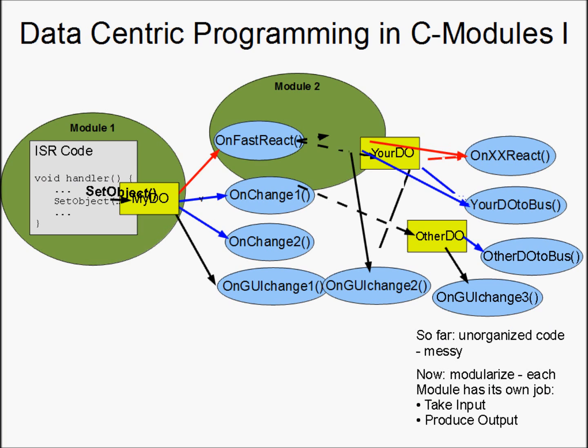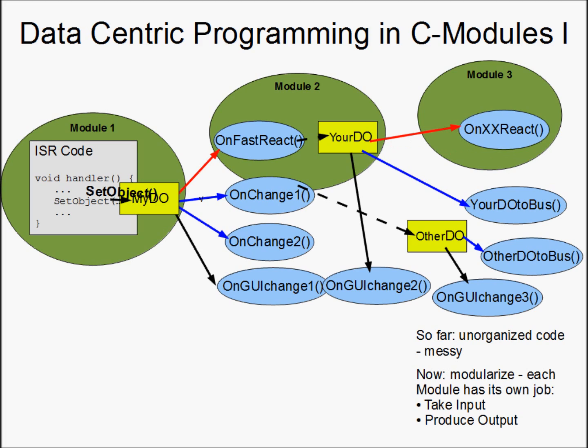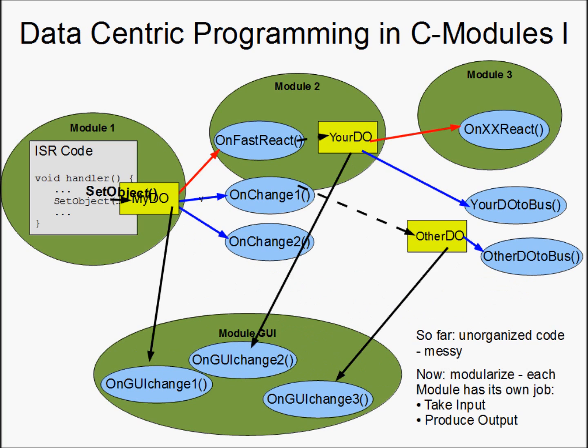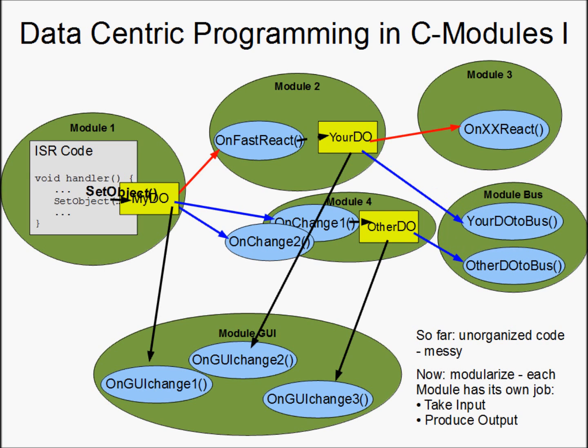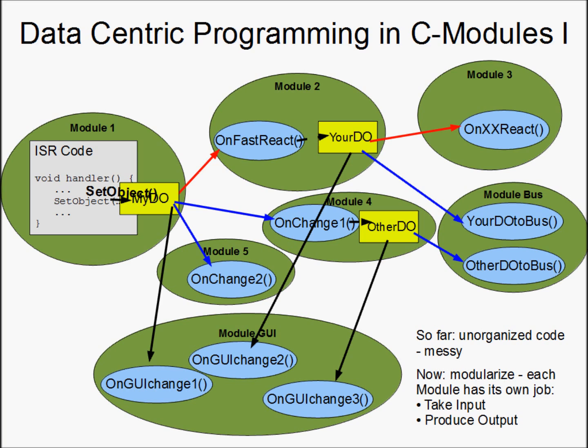The other modules all have their own job to do as well. There also is a separate module for the GUI and another one for sending data away on a bus. Another module realizes a hardware reaction. This module consumes data only. Other modules are often platform and hardware independent, like modules 2 and 4. They are often mere logic modules that operate on incoming data to produce new outgoing data. Modules take input or produce output or both.